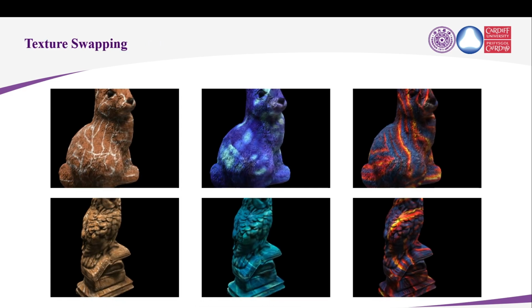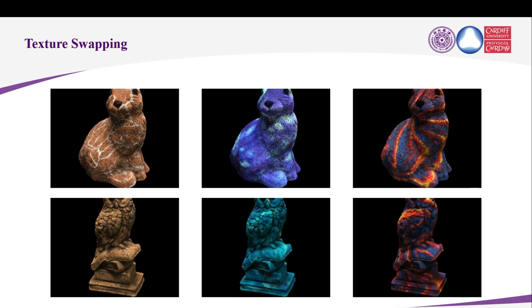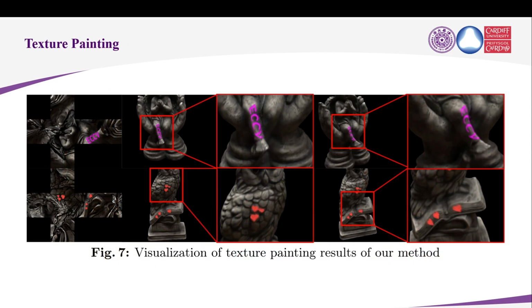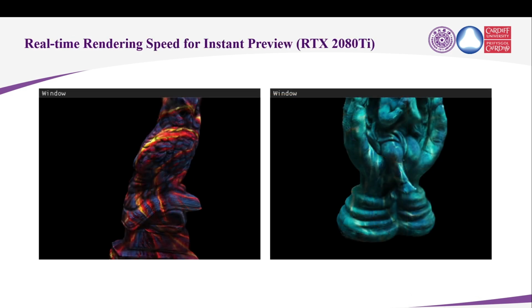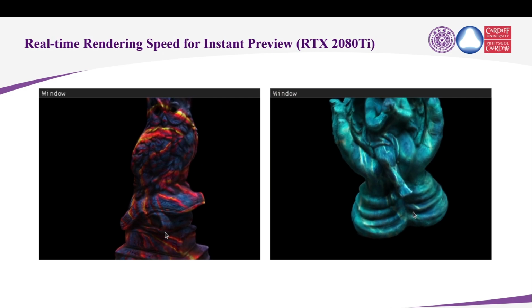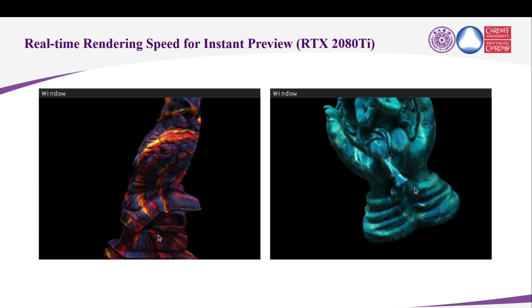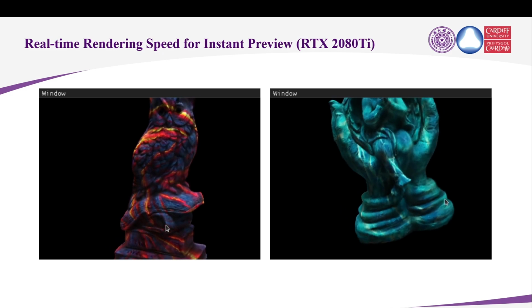This page shows the texture editing results of our proposed TextureGS, including texture swapping and texture painting. Thanks to the efficient UV mapping during rendering, our method enables instant preview of the editing results to facilitate interactive editing applications on consumer-level devices.